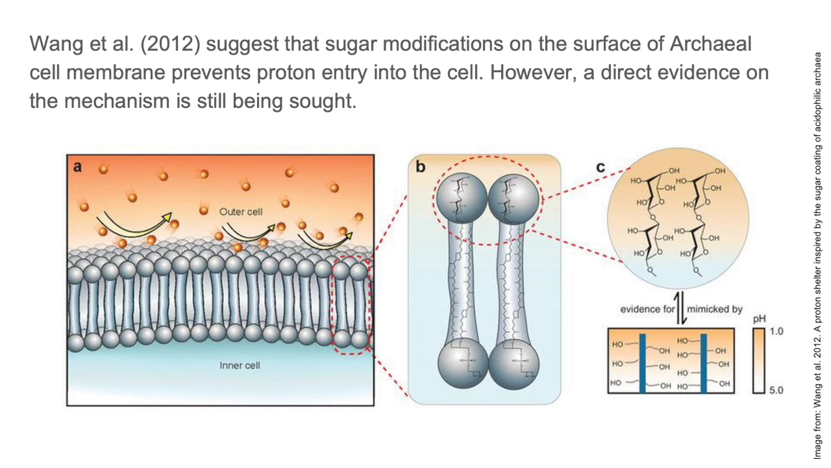Recent studies, such as that conducted by Wang and others in 2012, suggest that modifications on the surface of the archaeal cell membrane prevent the entry of protons into the cell in highly acidic environments. However, up until this time, scientists are still trying to understand the archaeal cell membrane structure and how it functions even at extreme conditions.